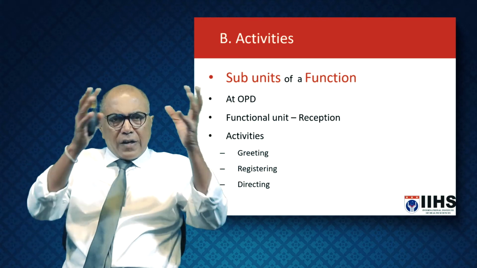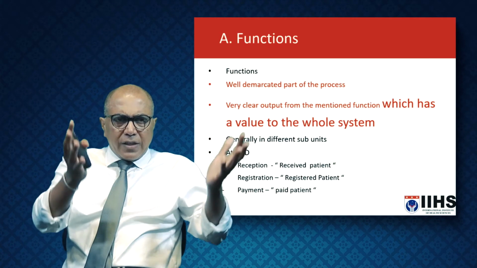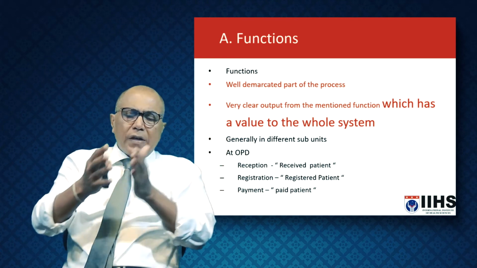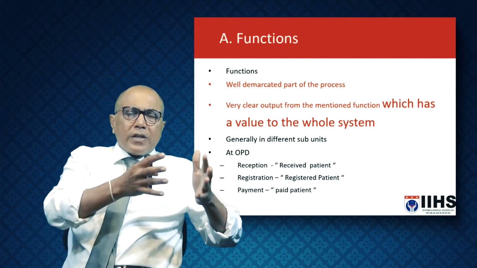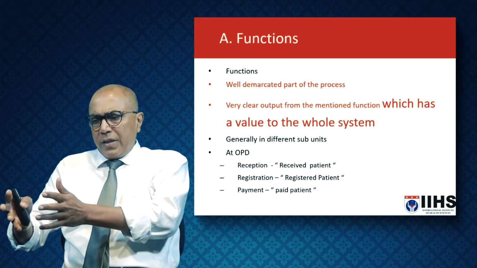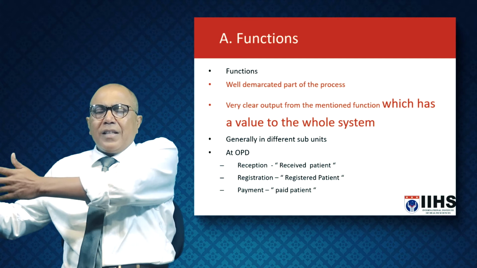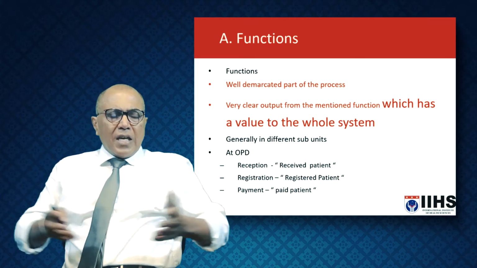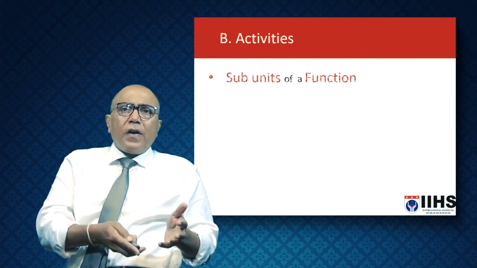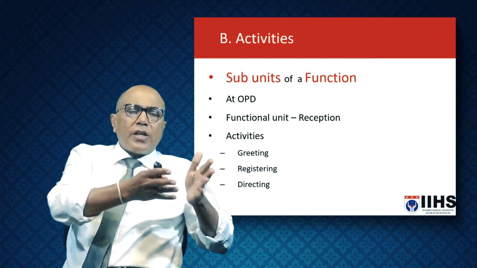Let me rephrase again. First you identify the OPD department, then you categorize the functional units in that department. So the functional units would be reception, registration, payment, right? In the OPD itself, then the consultation, and then the investigation and the discharge. So basically, these are called functional units. Each functional unit you have to divide into activities: greeting, registering, and directing.